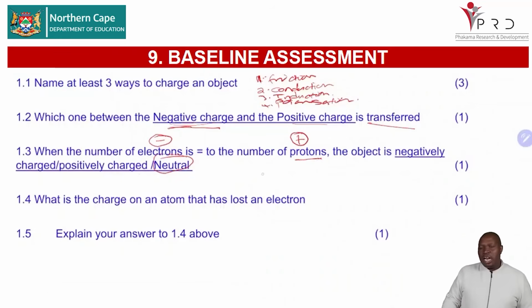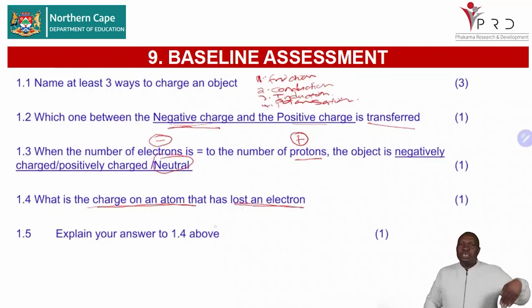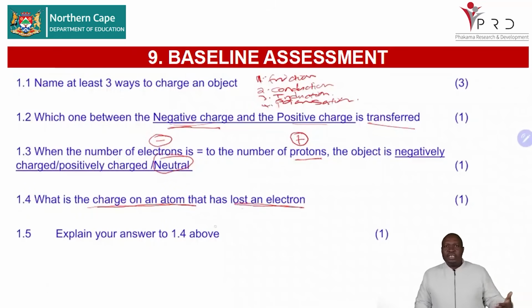And 1.4 will help us to demonstrate what we are talking about there. 1.4 is saying, what is the charge on an atom that has lost an electron? So you can see it's all about the electron, but in paper one, because you will still talk about electrons in paper two. But the electron is an electron. It doesn't depend whether you are doing physics or chemistry. We're talking about the same electron, which is negatively charged, and the same proton that is positively charged.